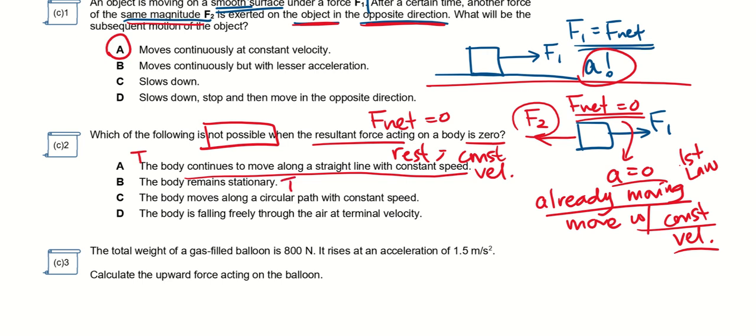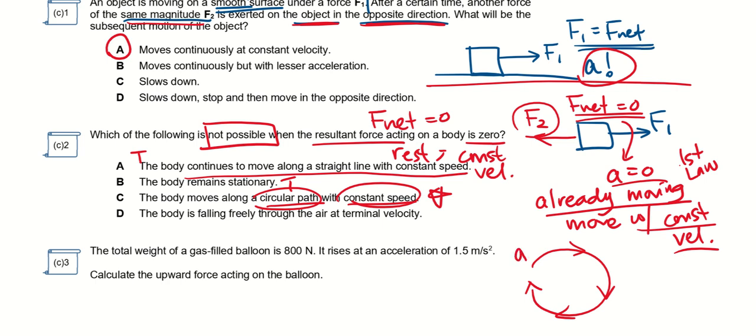It is true. The body moves along a circular path with constant speed. This is very tricky. Because although the magnitude is the same, constant speed, constant magnitude, but it is constantly changing direction in a circular path. That means there's going to be acceleration. Okay, there's going to be acceleration. That means there's going to be Fnet. But now they are saying that when the Fnet is 0, so it contradicts this situation whereby there is Fnet. So this is not possible. So C is the correct answer.